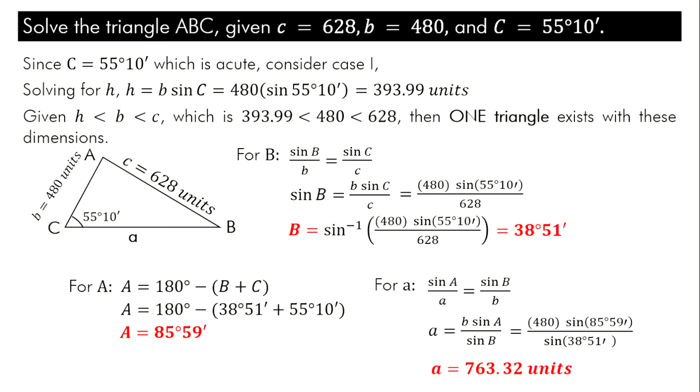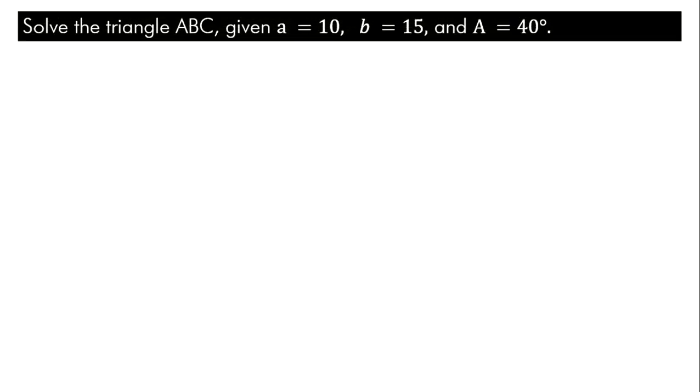Let's have another example. Solve the triangle ABC given that a is equal to 10, b is equal to 15, and A is equal to 40 degrees. As you can see here, we have two sides again and an angle. If that's the case, we need to test if this dimension exists in a triangle.